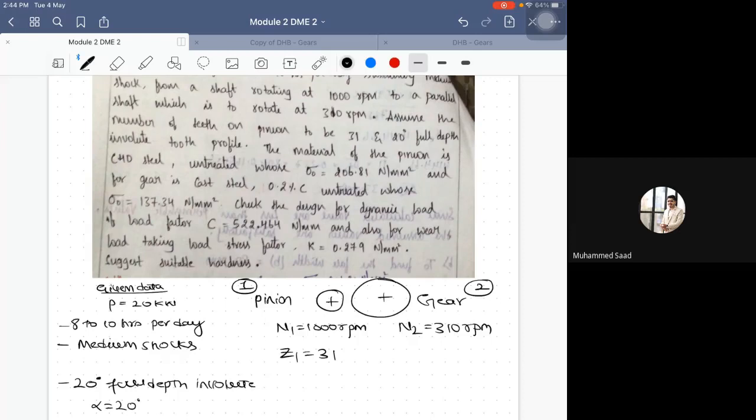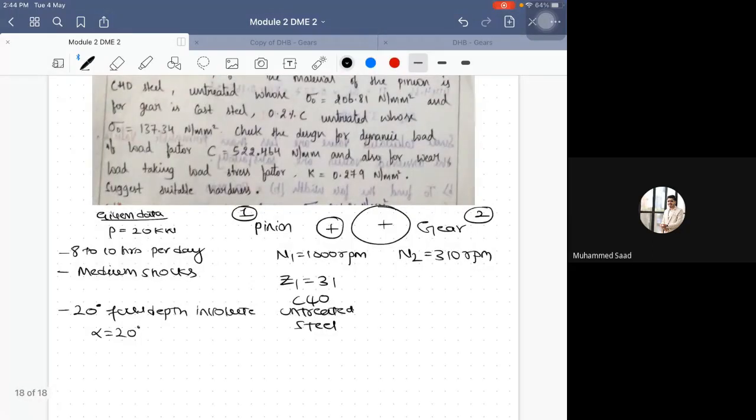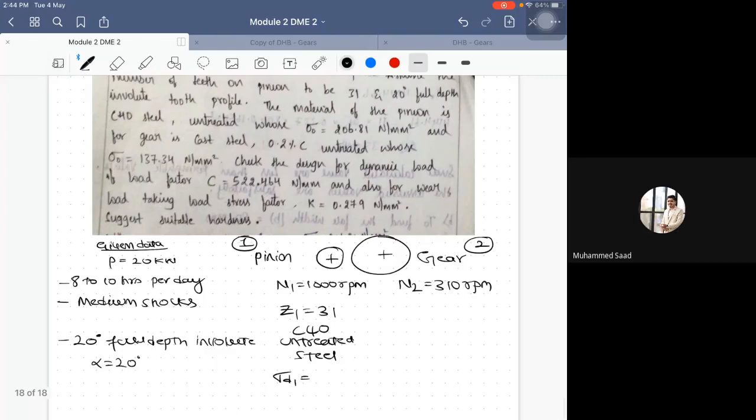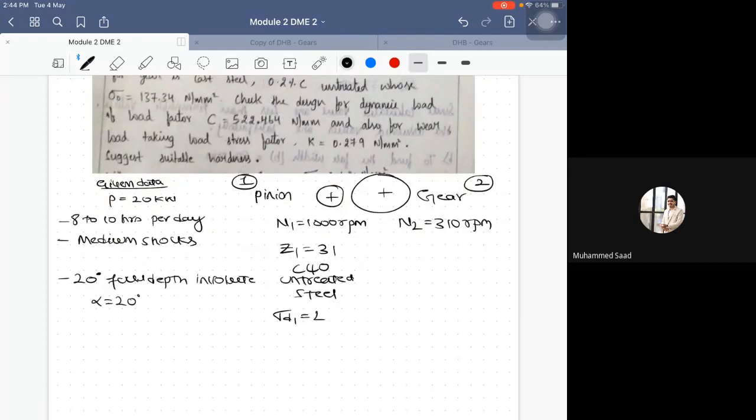Next, the material of the pinion is C40 steel untreated. So I would write C40 untreated steel, the material of the pinion. He has even given the value of sigma D1 over there. How much is it? 206.81 Newton per mm square, which is nothing but megapascal.